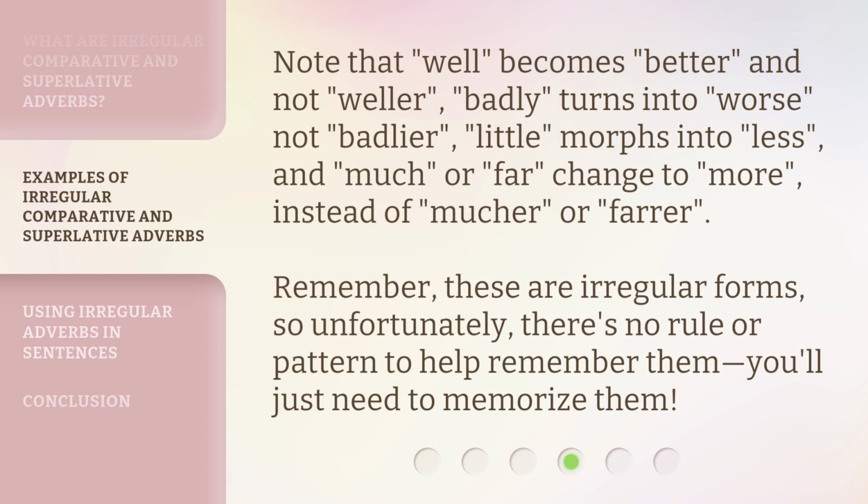Note that well becomes better and not weller, badly turns into worse, not badlier. Little morphs into less, and much, or far, change to more, instead of mucher, or farer. Remember, these are irregular forms, so unfortunately, there's no rule or pattern to help remember them. You'll just need to memorize them.